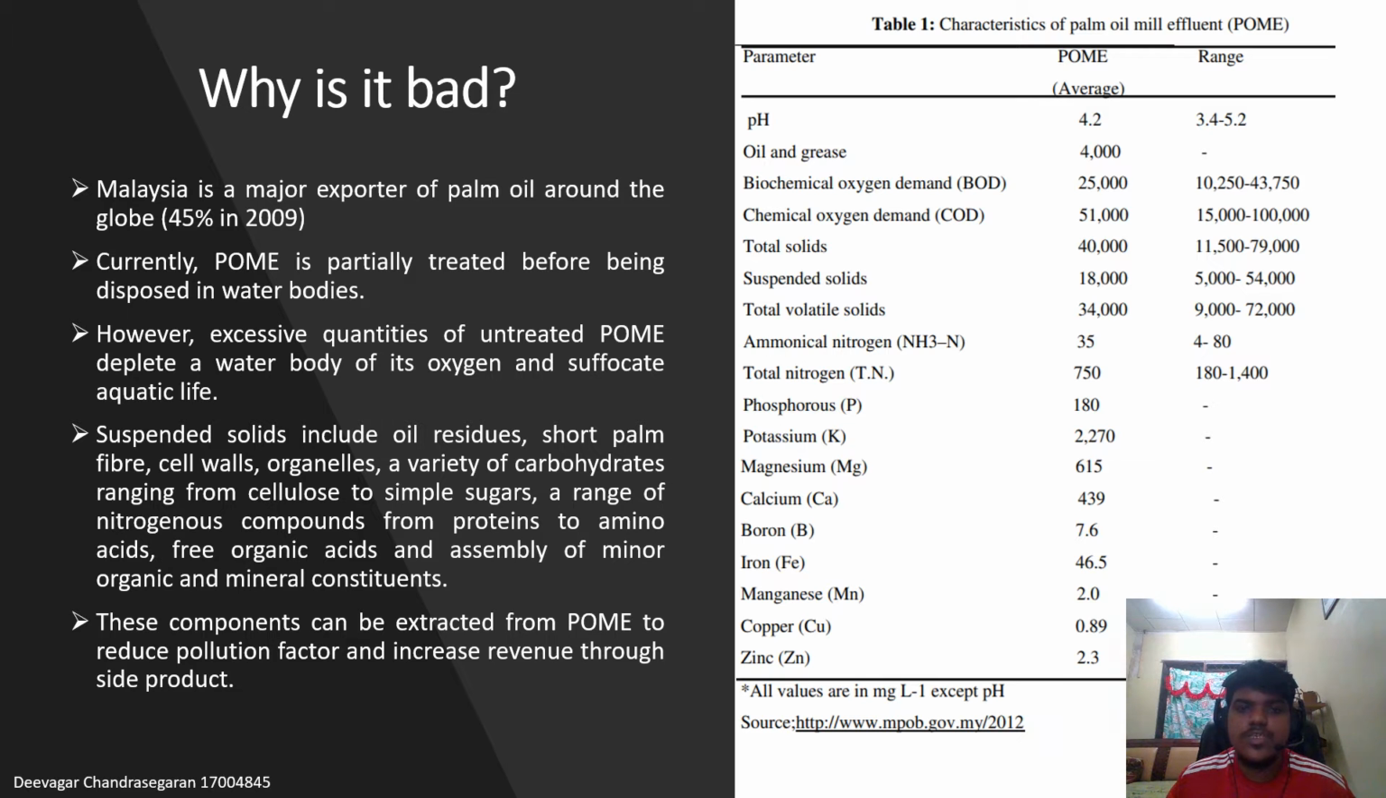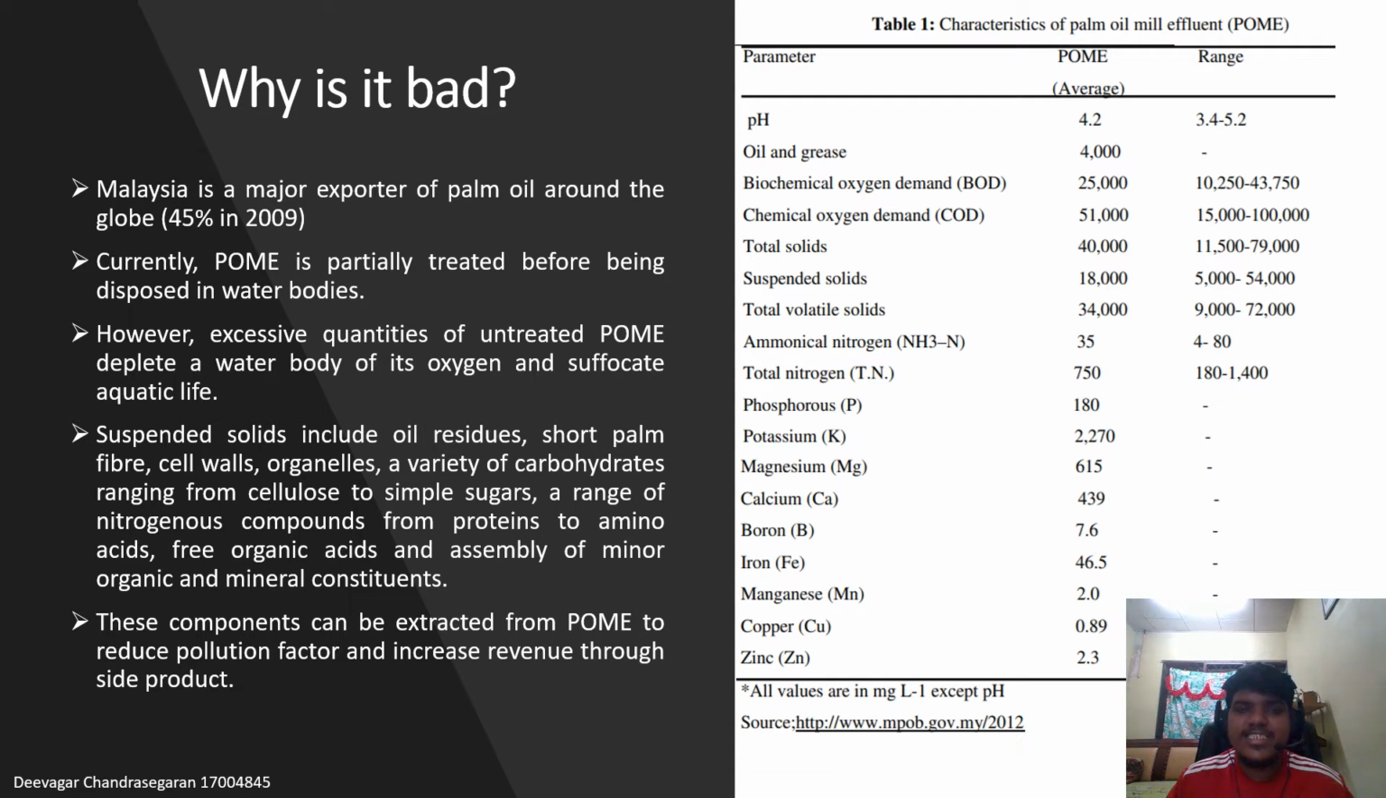If we avert our gaze to the table on the right, the components and characteristics of POME are provided, which is extracted from the Malaysian Palm Oil Board's official website. POME has an acidic pH of 4.2 on average, ranging from 3.4 up until 5.2. There is also about 4,000 mg per liter of oil and grease in POME, which is wasted valuable product. POME shows a very high biochemical oxygen demand (BOD) and chemical oxygen demand (COD) value, as well as total solids, which shows how potent it is as a pollutant, especially in water bodies.